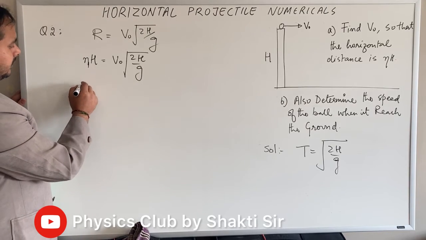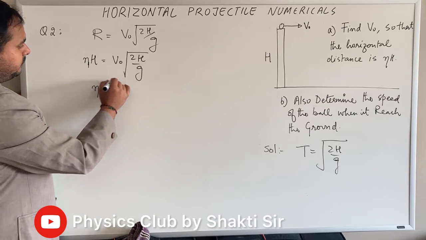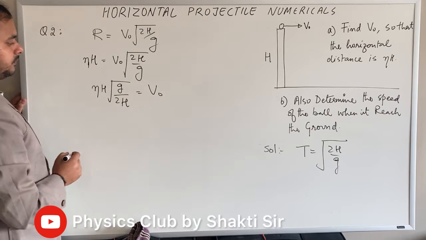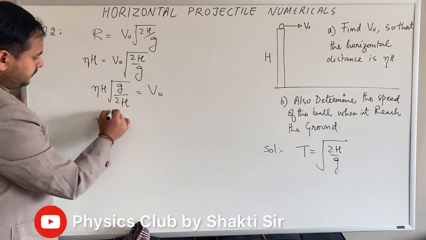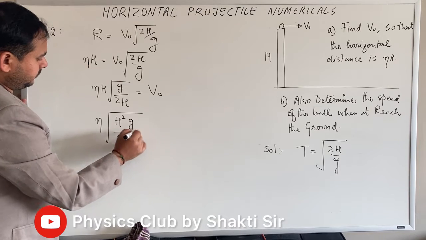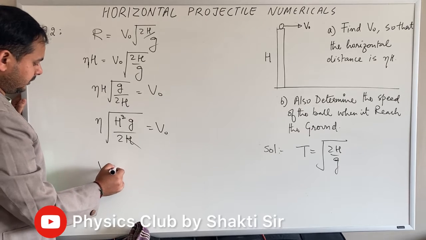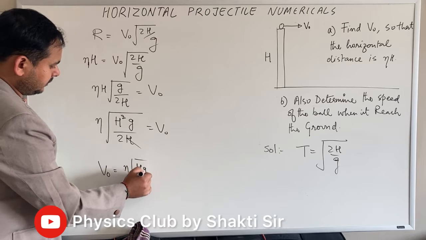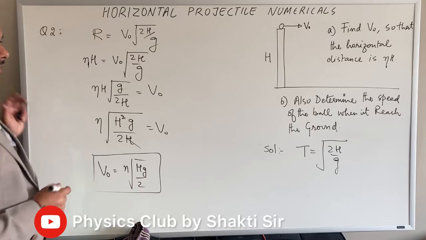The value of v naught comes out to be eta h times the root of g upon 2h. We can take this h inside the root, it becomes h square times g divided by 2h. One h will cancel out, and so the value of v naught comes out to be eta times the root of hg upon 2. This is the result of v naught, the required result.